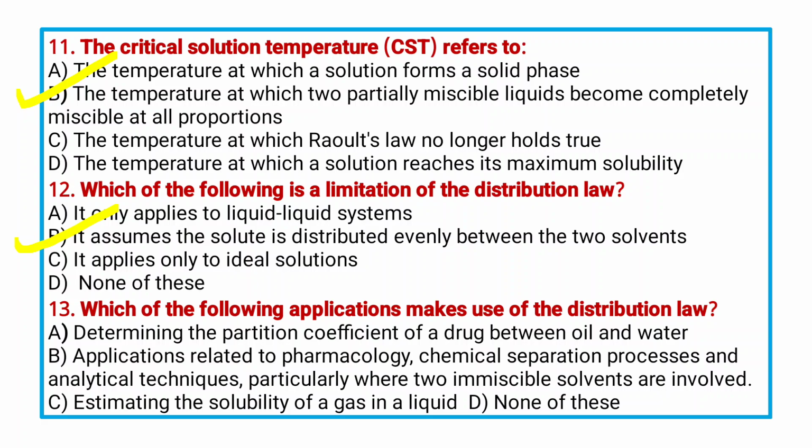Next, which of the following applications makes use of the distribution law? A, determining the partition coefficient of a drug between oil and water, an application related to pharmacology. B, chemical separation processes and analytical techniques, particularly where two immiscible solvents are involved. Option C, estimating the solubility of a gas in a liquid. And option D, none of these.